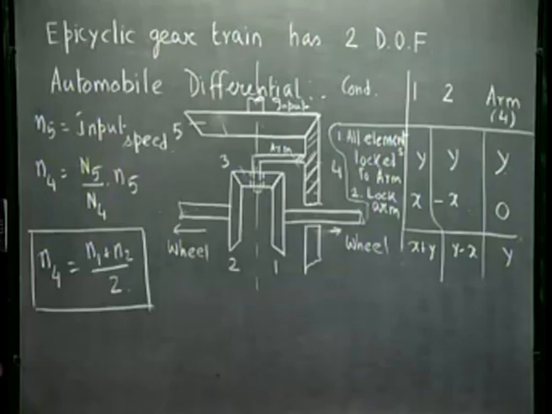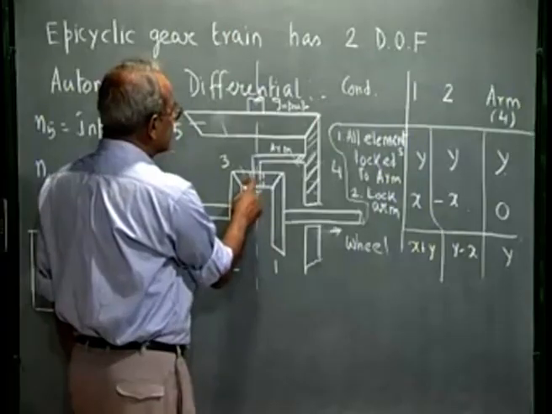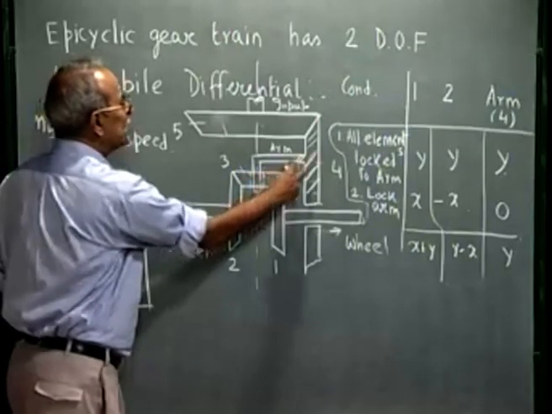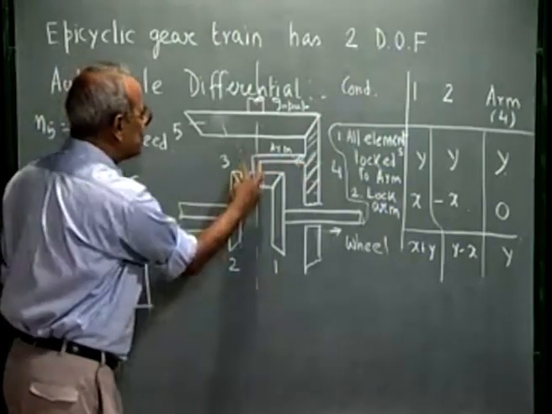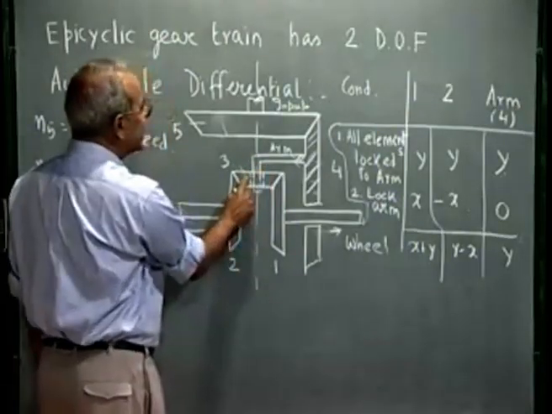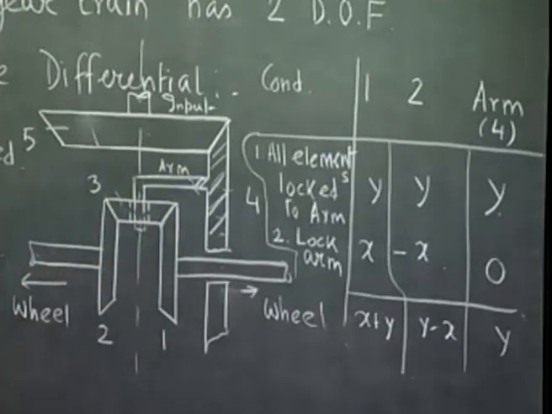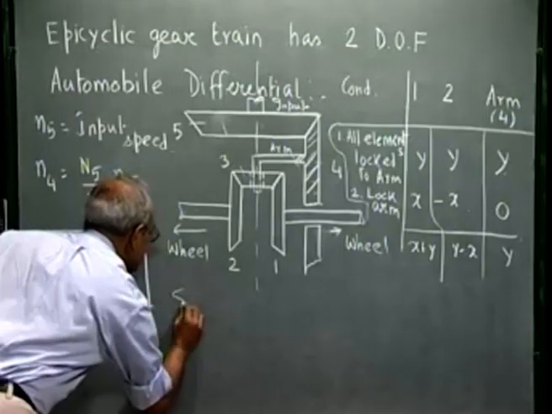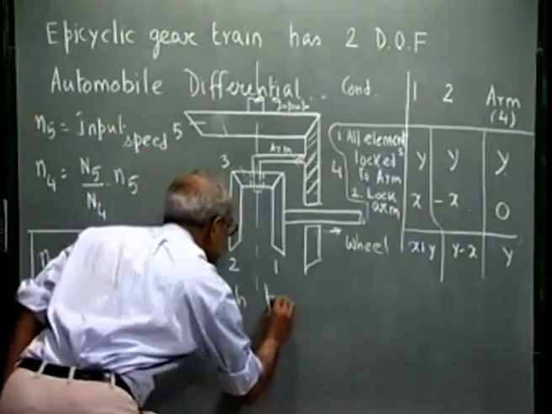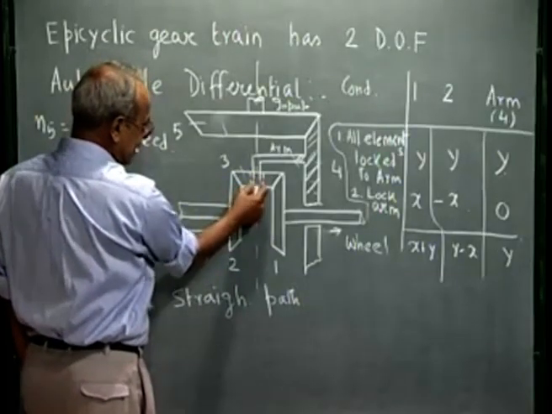When the car is moving in a straight path, there is no relative rotation between this gear 3 and the arm. There is no epicyclic action. This acts like a key. So N4 just drives N1 and N2 at the same speed, and this gear 3 does not rotate. This does not have any gearing action. This just acts like a solid connection. Then N1 is the same as N2, is the same as N4. So on a straight track, if the car is moving on a straight path, there is no relative rotation of gear 3 with respect to the arm. There is no epicyclic action.